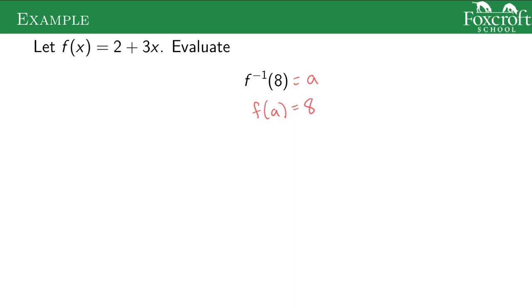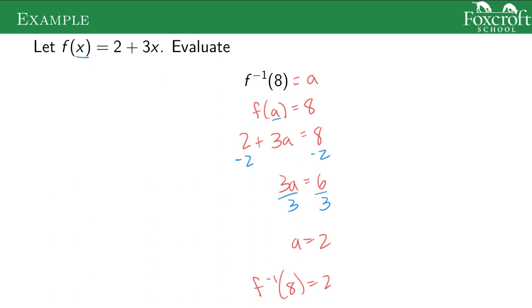f of a is going to be 2 plus 3a, right? Whatever is in the parentheses replaces the x. And there's nothing special about the letter a. I just picked a because it was first in the alphabet. That gives me the expression 2 plus 3a equals 8. And now I just solve this equation. Subtract 2 from both sides and divide by 3. That's my final answer: f inverse of 8 equals 2. And the reason for that is if I put 2 into my original, I get out 8.